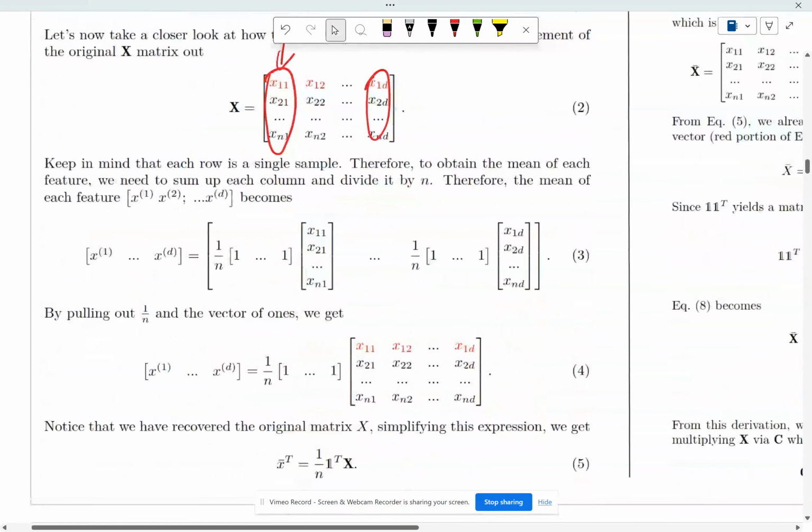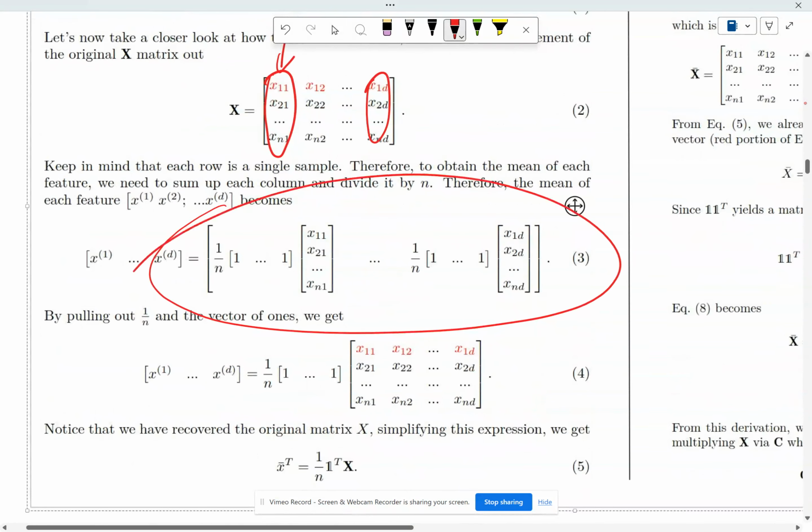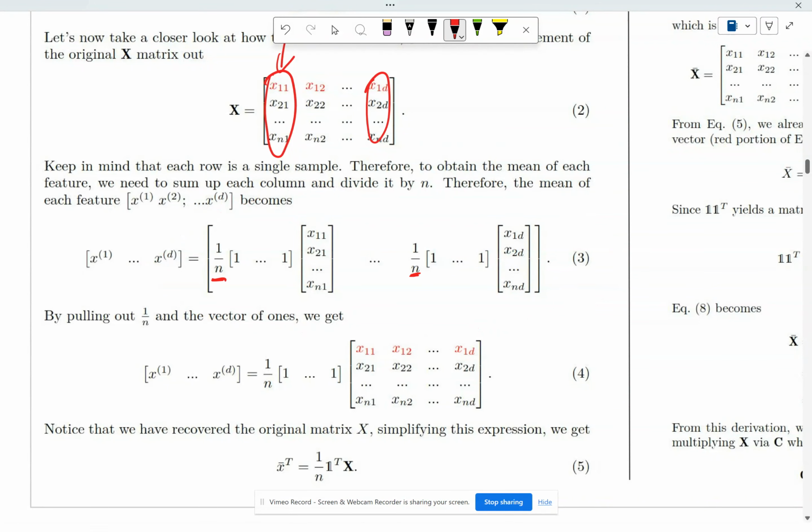Now, once you have it in this format, we can actually just pull 1 over n out. And we can pull this out as well. So this and this are actually equivalent. Over here, each column is equal to this, right? And then we can pull a constant out. And we can also pull a constant vector out.